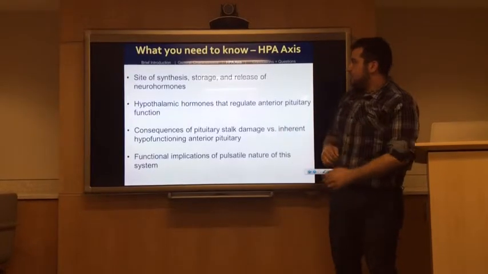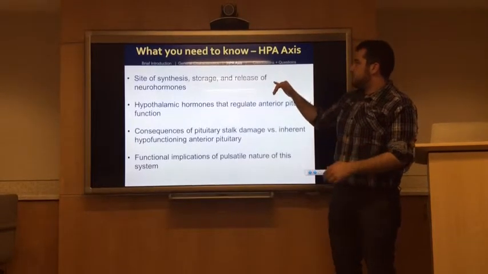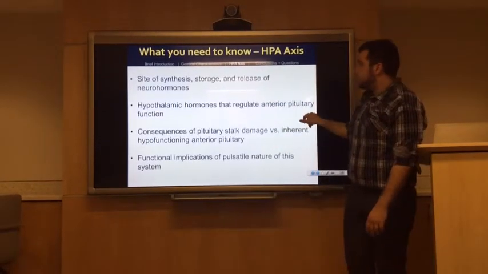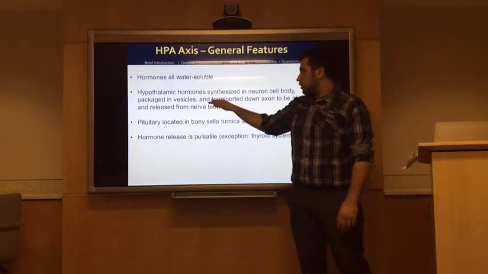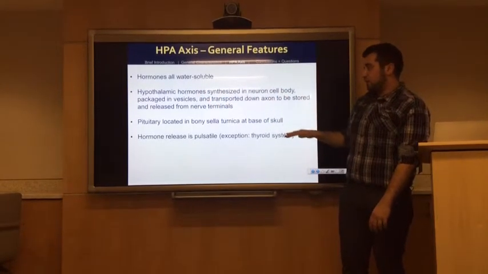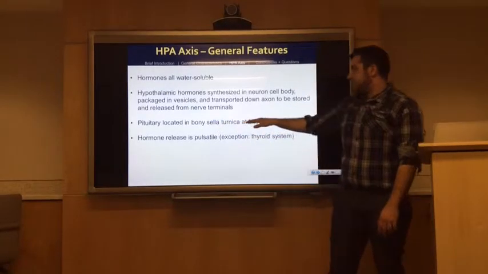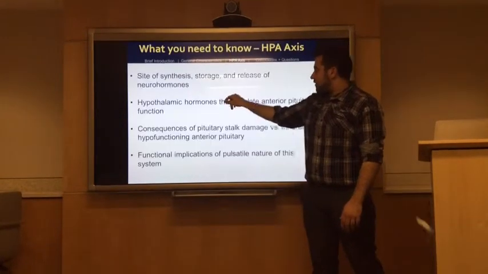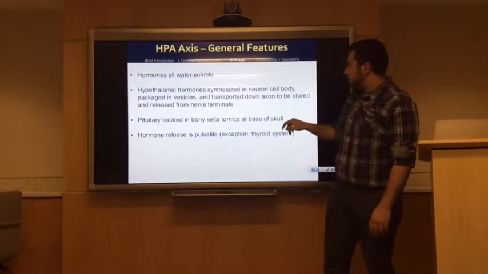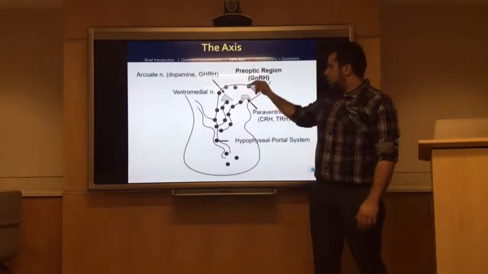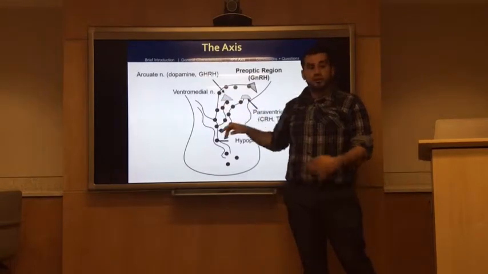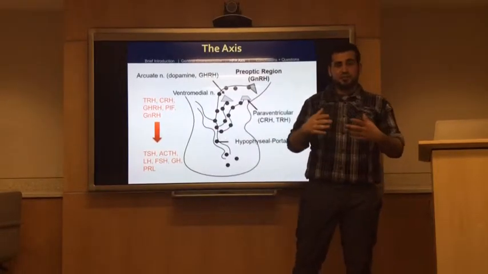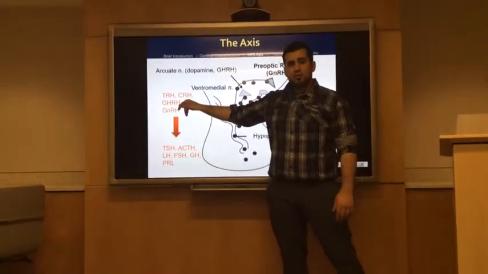So now the HPA axis, that's the site of synthesis, storage, and release of neurohormones, and we're going to talk about this axis very briefly, okay? All the hormones in this axis are water soluble, and they're synthesized in neuron cell bodies. The pituitary is located in the sella turcica, which remember from physio is the bony surface of the brain. So over here you have the cell bodies, and they're the ones who make the releasing hormones. Notice that they're all releasing hormones, which stimulate you to make more hormones, except for PIF or dopamine.